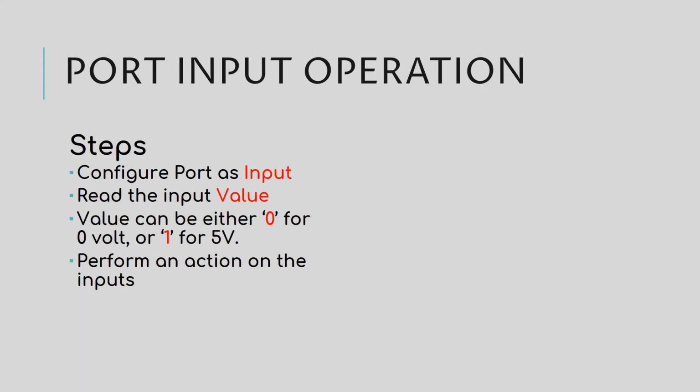So first of all, you have to understand the steps for the input programming. First, whatever pin or port we are using, we have to configure that as input. Then we have to read the input value. So here there can be two values, one is 0 and another is 1. If we read 0 volt, we'll get 0. If we read 5 volt, we'll get 1. Then based on that input, we'll perform an action. So here I'll interface a button with 8051.